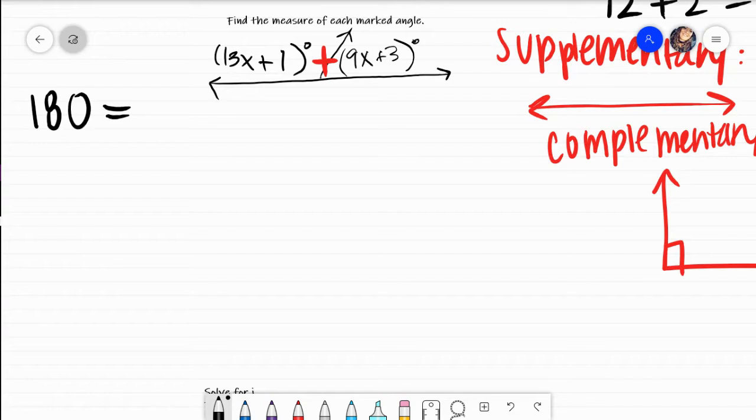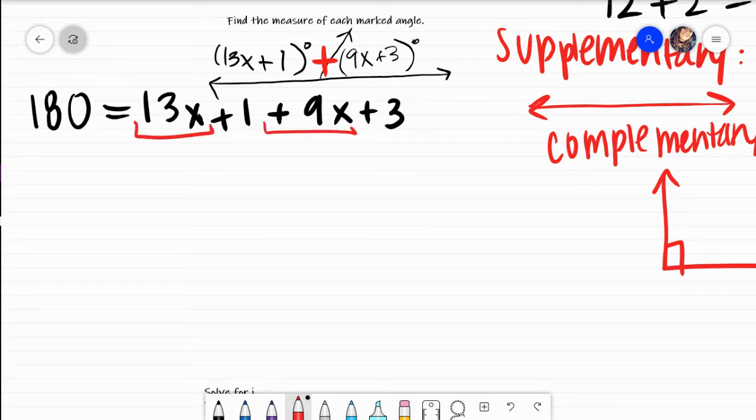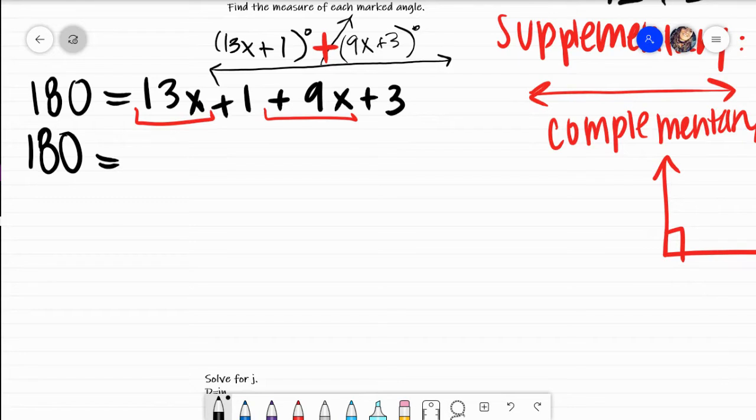I don't see any negative signs, no subtraction signs, so I can literally just bring down each term of both of those expressions. On the right-hand side, I notice the like terms of 9x and 13x. So on the left-hand side, I get 180 equals. If I combine 13 and 9, the signs are the same, so I would add and get 22, and then you keep your variable, keep your exponent. Also, I've got a 1 and a 3. The signs are the same, which means you would add and get 4, and you would keep their sign, which is positive.